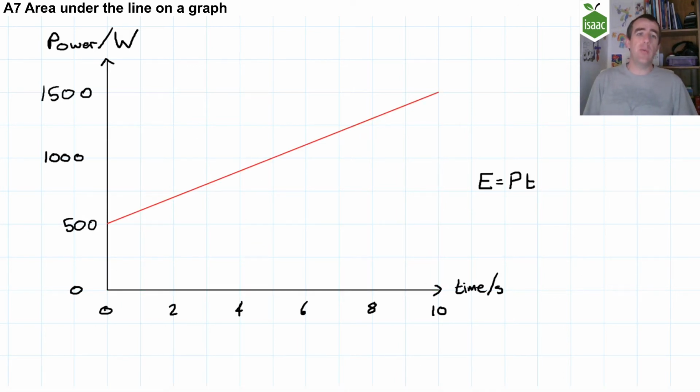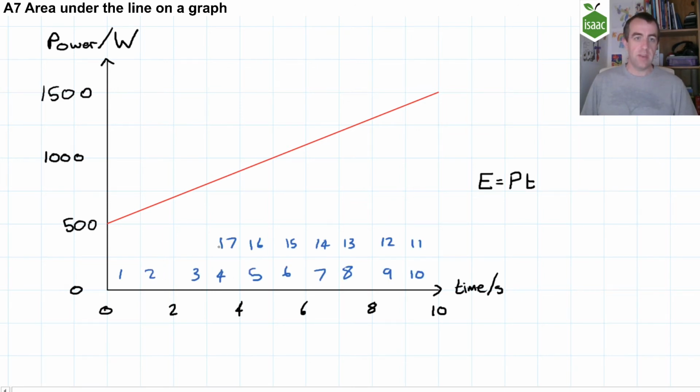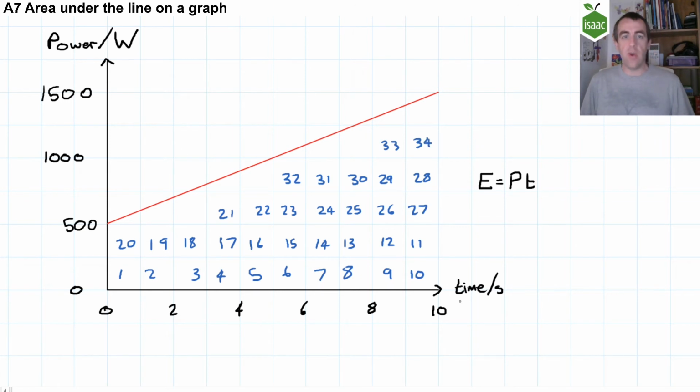Or we can count the squares between the line and the x-axis. Now, this may take a while, so I'll speed up the process. This is 1, 2, 3, 4, 17, 18, 19, 31, 32, 33 and 34 whole squares, and all the other squares are part squares.